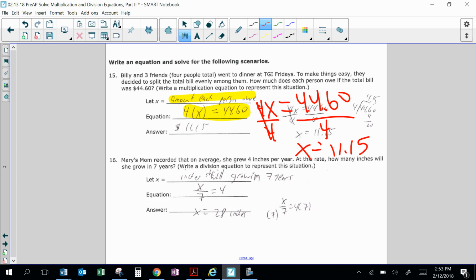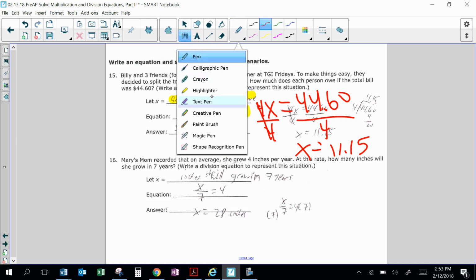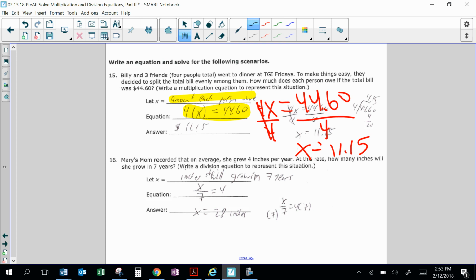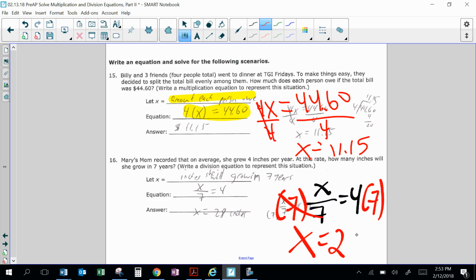Number 16, Mary's mom recorded that on average she grew 4 inches every year. At this rate, how many inches will she grow in 7 years? Write a division problem to solve this. So in this division problem, x is the inches she will grow in 7 years. So the equation is x, how much she grows, divided by 7 years equals 4 inches every year. So I multiply by 7 on both sides. X equals 28 inches she'll grow.